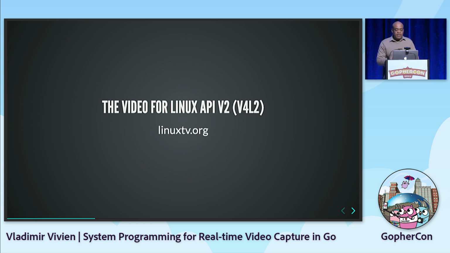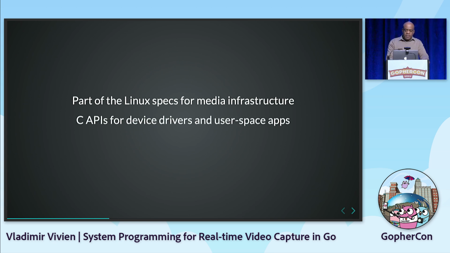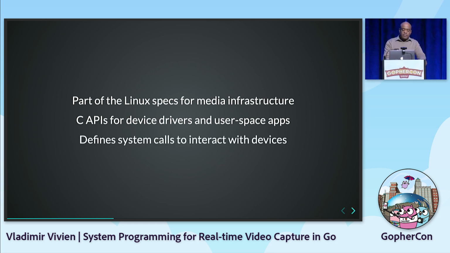So let's talk about the Video for Linux API. It's part of the Linux specs for media infrastructure. It's a large spec. It's all C, and you have specs for device driver writers and user space application developers. For user space application developers, there are tons of system calls defined so that you can interact with the device.